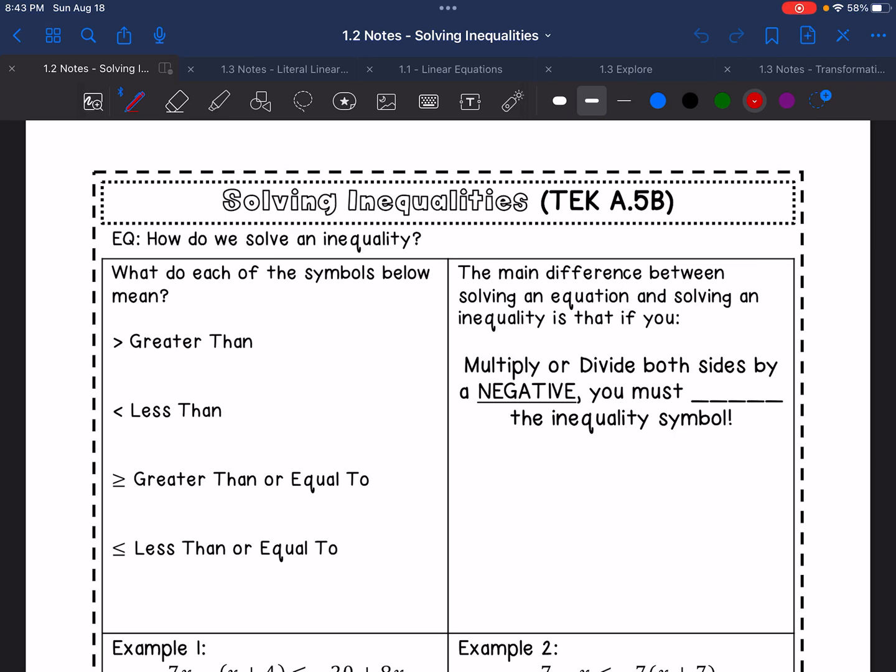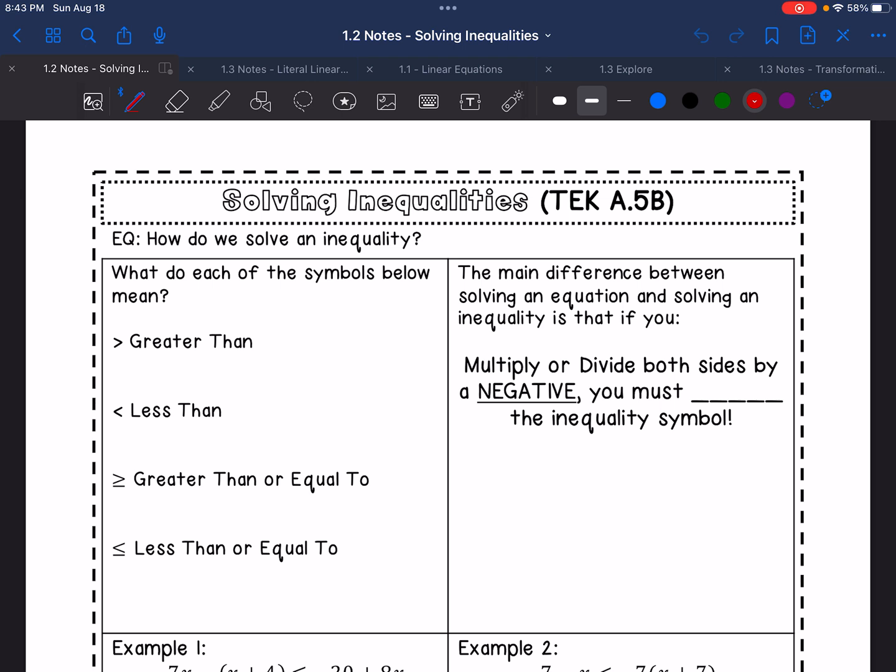All right, in this lesson, we're going to look at how we solve an inequality. Pretty much, you solve it the same way as you do an equation when you have an equal sign. There's just a rule to remember towards the end of it. So starting off, let's talk about what your inequality signs mean.